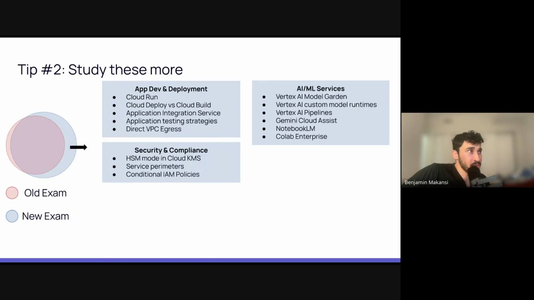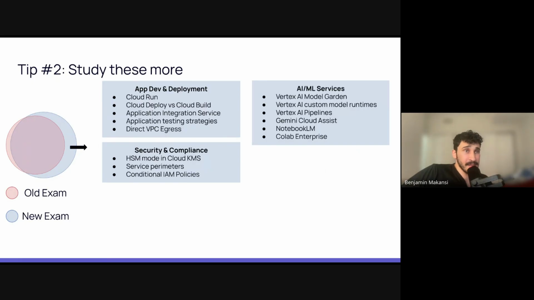Then we have AI and ML services. So this is probably not a surprise. Vertex AI Model Garden, this is where you can access pre-trained models. Vertex AI custom model runtimes, that's something we'll go over later in the course, in this presentation, actually. Pipelines help you orchestrate ML workflows. These are all things that you need a cursory understanding of.